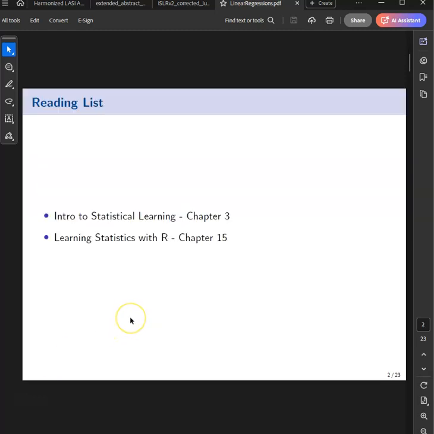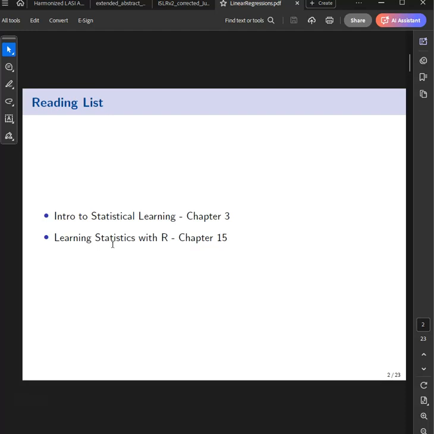So this is the reading list. I have similar chapters from two textbooks that are all uploaded on Course Connect. The first one is Intro to Statistical Learning, Chapter 3. This is a bit mathy, but if you're interested and want to learn a little more, I would recommend this one. And Learning Statistics with R, Chapter 15, is a more intuitive take on this topic.